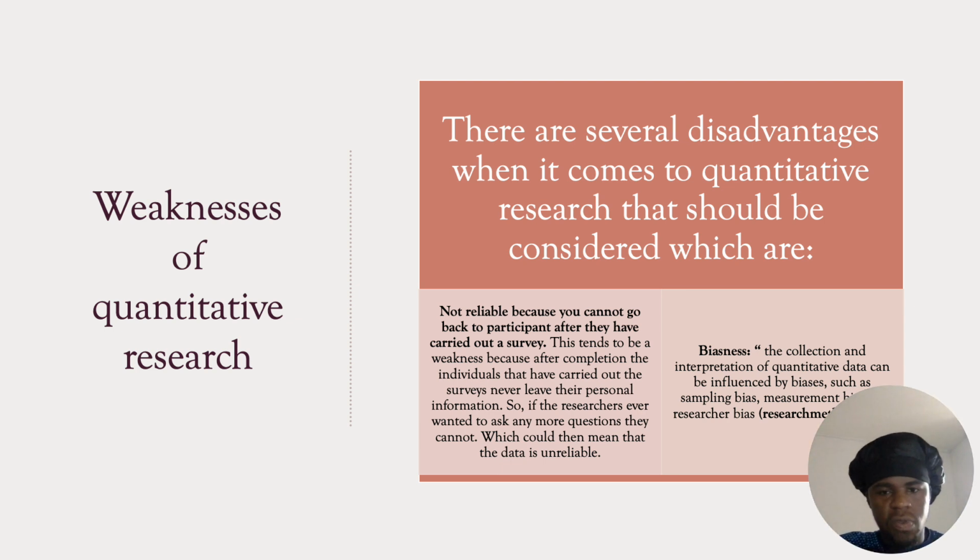It can also be bias, that's the second weakness. The collection and interpretation of quantitative data can always be influenced by this. This could be because the person carrying out the survey is for what the research is about, or against it, so they might go against it or for it, which means there'll be a lot of bias in it.